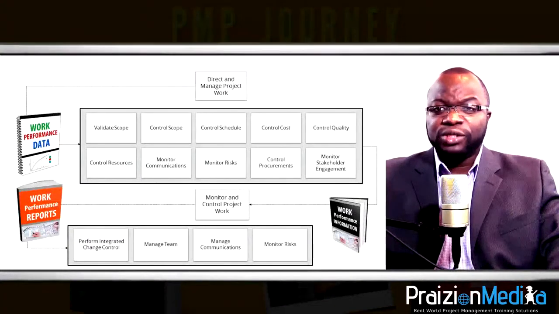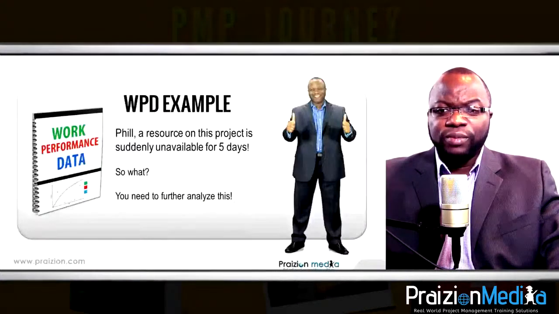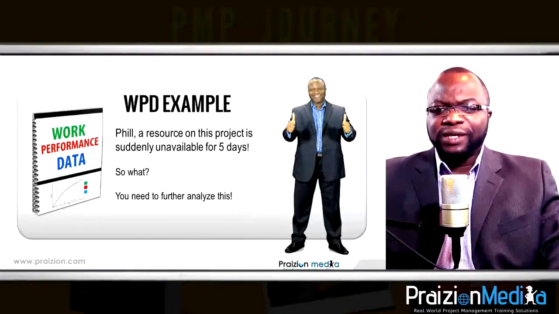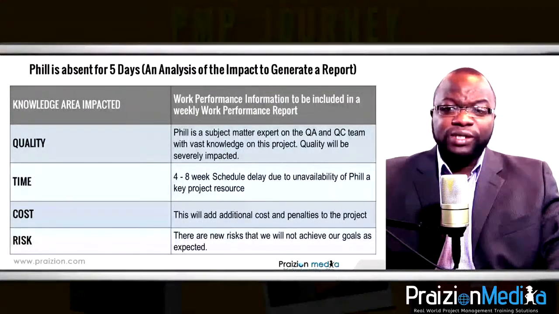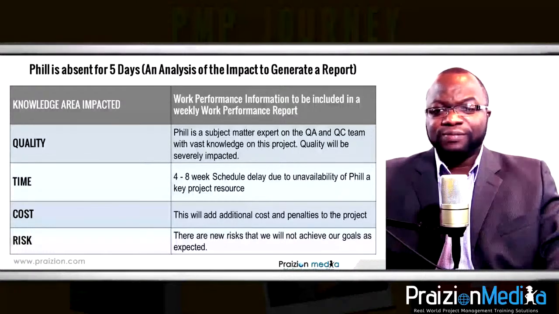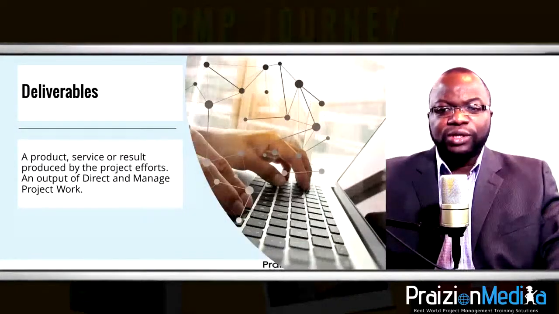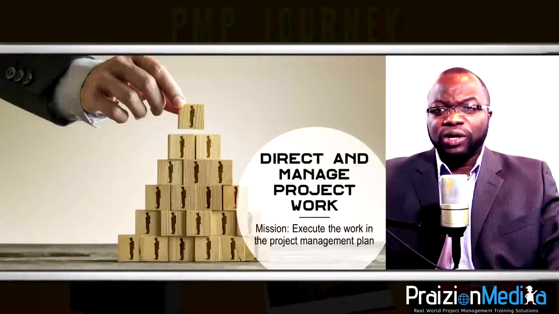It becomes an input to lots of processes in the monitoring and controlling process group. Work performance data is really your raw observations about the project. But raw observations are no good and they need to be analyzed. However, it's important to glean the data and it's important to create those deliverables. So direct and manage project work is a rather important one.